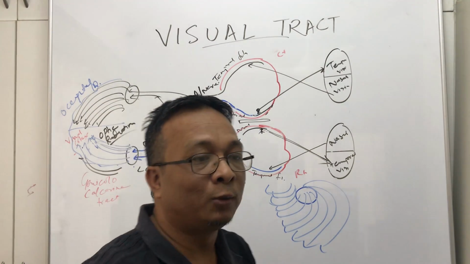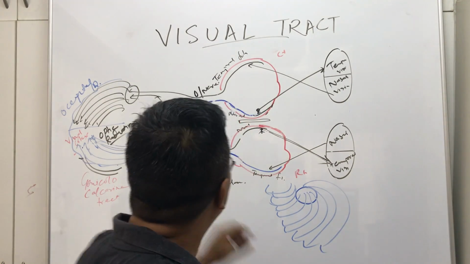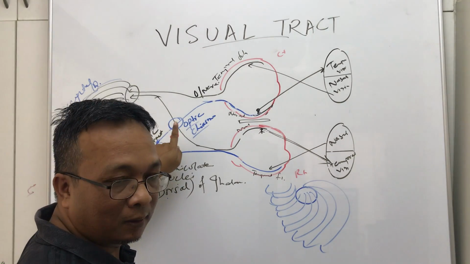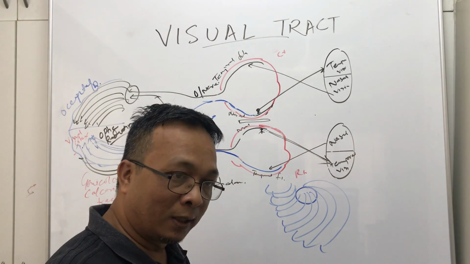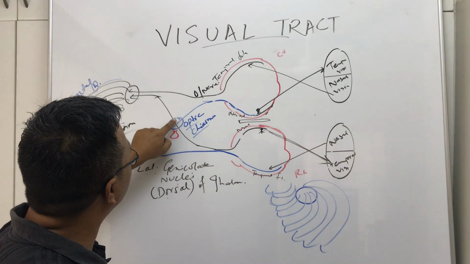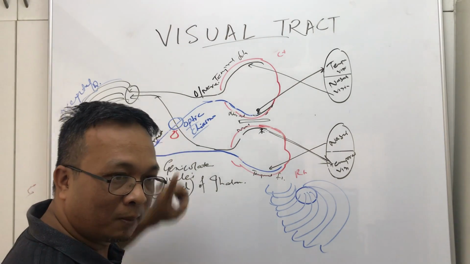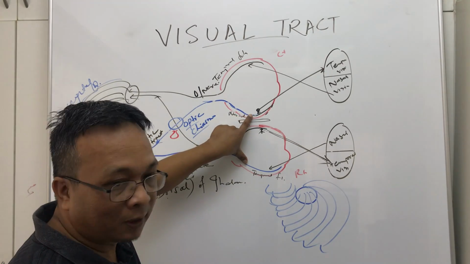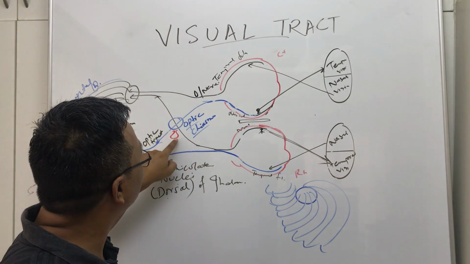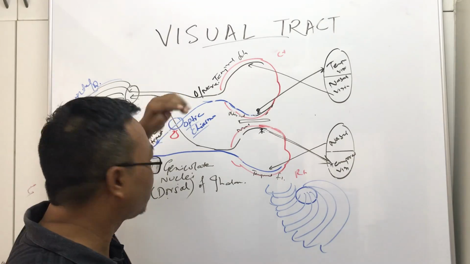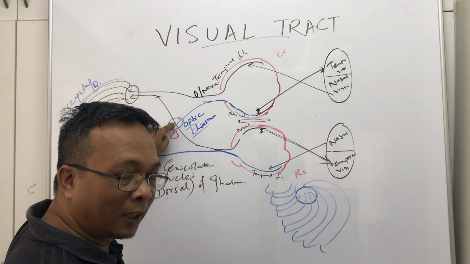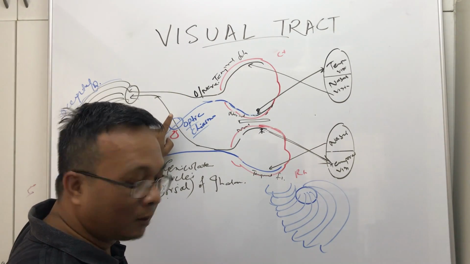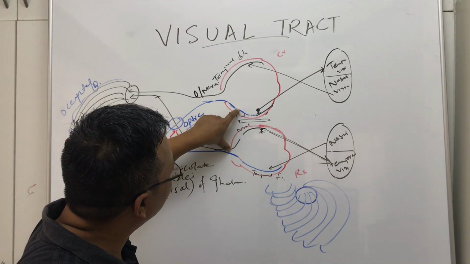That's why sometimes when there is a pituitary gland tumor, it affects the optic chiasma. So this optic chiasma is affected. Means what? Nasal fibers are affected when there is a pituitary tumor extending upwards. It damages the optic chiasma, which means nasal fibers are affected.